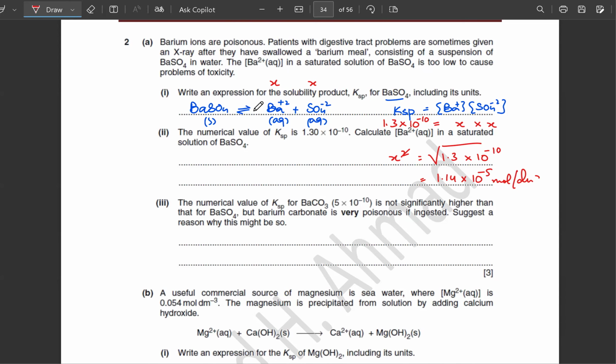Now, he says instead of using barium sulfate, you could also use barium carbonate because that also has a very low Ksp value. So it's not going to produce a lot of barium ions in the solution. The idea clear? Okay, barium ion concentration is low, right? But he says that barium carbonate is very poisonous if ingested. Suggest a reason why this might be so.